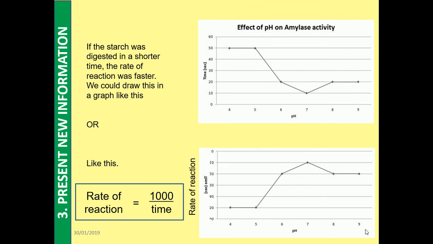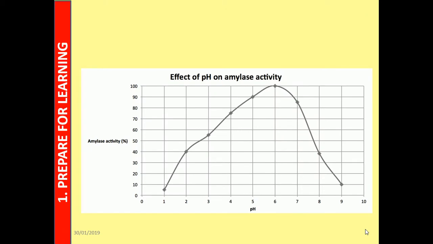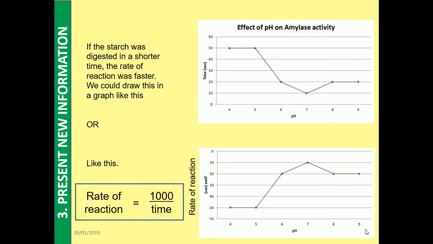In chemistry, to work out rate of reaction, we do 1 divided by time. In biology, we do 1,000 divided by time, but you get the same pattern in your graph either way. It's just that you get slightly nicer numbers if you use 1,000 divided by time. So we may see a graph that has time on the y-axis, with this kind of inverted shape. We may see a graph that has rate of reaction on the side, with the shape we expect to see. It might be that we're given the times, and we have to calculate the rate of reaction and then plot our graph for rate of reaction.